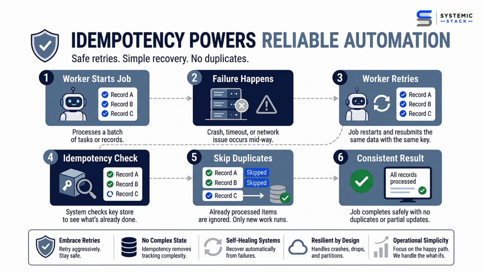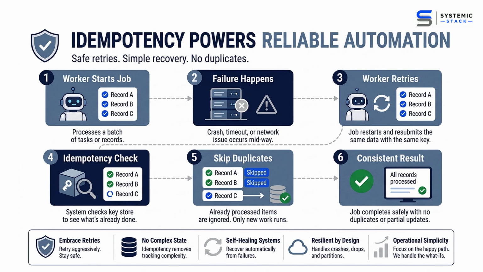Beyond just user actions, idempotency is a lifesaver for background jobs and automation. Let's say you have a worker process that's responsible for syncing data between two systems. If the worker crashes halfway through, you want to be able to just restart it and have it pick up where it left off. Without idempotency, that's incredibly hard because the worker doesn't know which records it already processed. You might end up with partial updates or duplicate entries. With idempotent operations, the worker can just blindly retry everything. It sends the same data again, and the receiving system just ignores anything it's already handled.